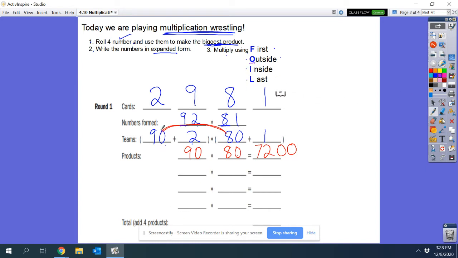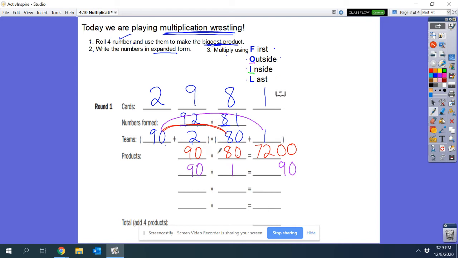Then I'm ready to do the outside. So that means I take the 2 numbers on the outside. So I'll do 90 times 1. That's easy enough to do, just 90. And notice I'm lining up my digits here because I know eventually I'm going to have to add my partial products.